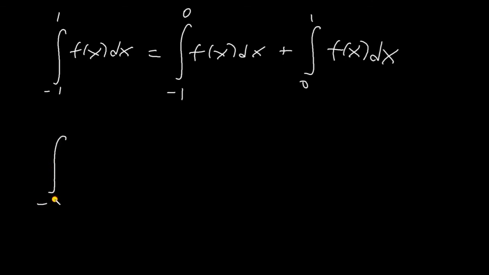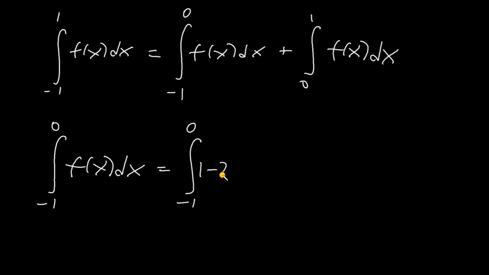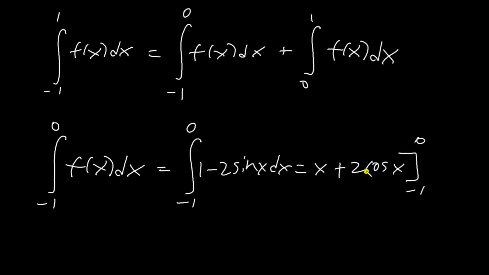So the first one, we'll do this. Okay, so this is going to be the integral from -1 to 0 of 1 minus 2 sine of x. The integral of 1 is x, right? And then the integral of sine of x is negative cosine of x. So since there's already a negative there, it's going to become a positive 2 cosine of x, okay? Because remember, the derivative of cosine of x is negative sine of x. So we have x plus 2 cosine of x. This is from -1 to 0, right?